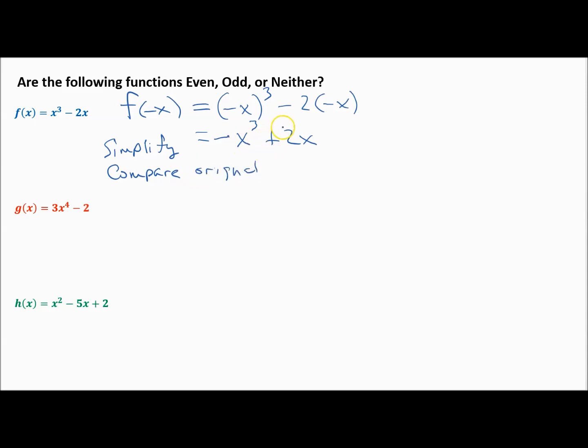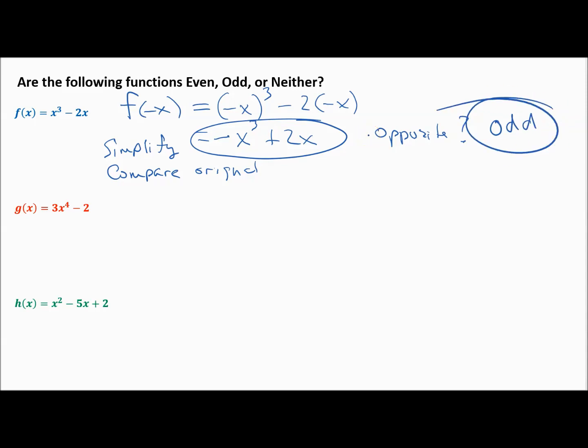Okay, now is this the same as the original? Well, no. It's a negative x to the third plus 2x. The original is x to the third minus 2x. Is it the opposite of the original? Well, yes, because if I multiply this entire thing by a negative 1, it'd be negative x to the third plus 2x, which means you have an odd function. So if you get the opposite of the original, in other words, you're taking the original and multiplying it by negative 1, then you're dealing with an odd function.